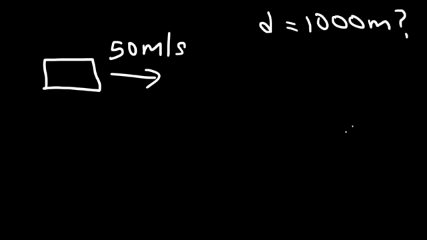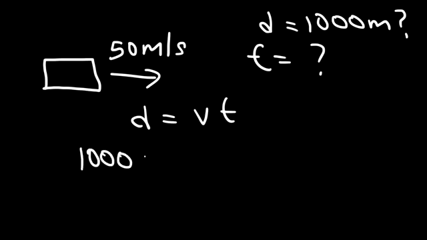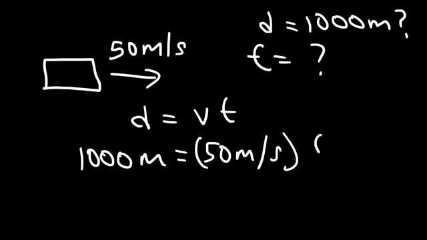So here's a question for you. Let's say you have an object that is moving at a speed of 50 meters per second. How long will it take for this object to travel a distance of 1,000 meters? So we're looking for the time, how long. We could use this formula, D is equal to VT. The distance is 1,000 meters, V is 50 meters per second, and we need to calculate the time.